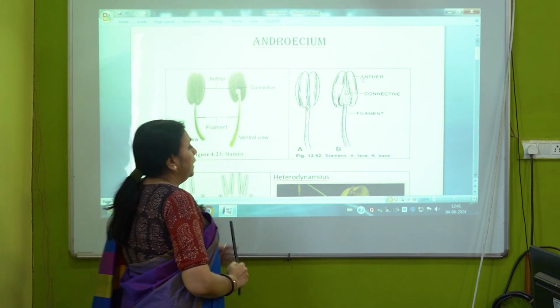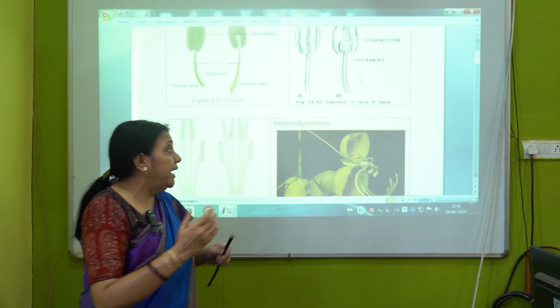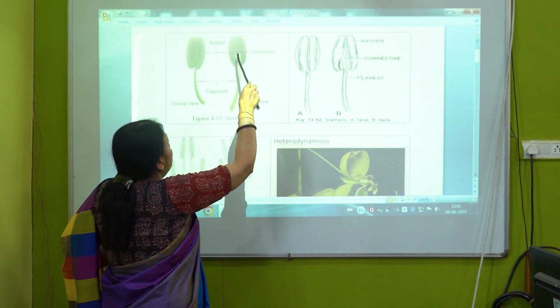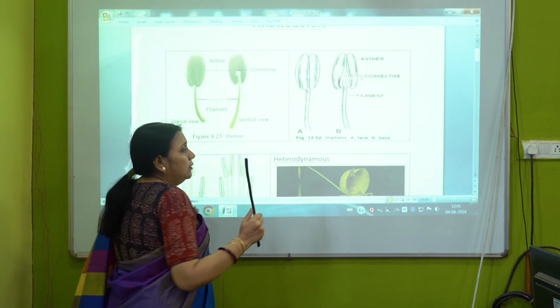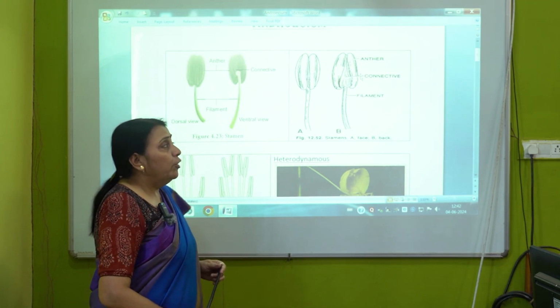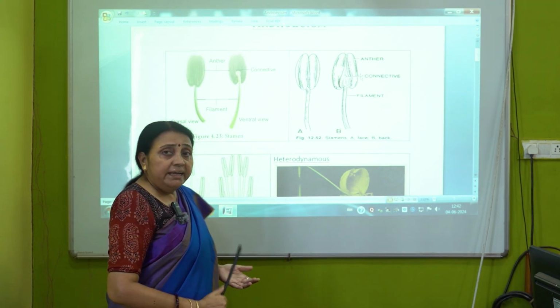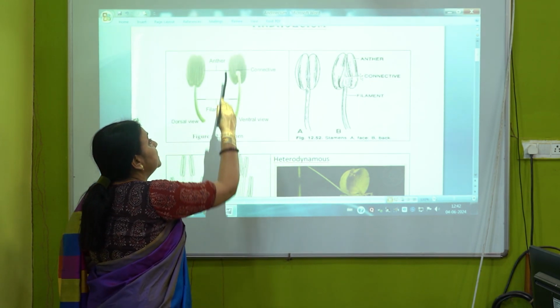Now, actually, anthers are of 2 types. The anther which is the bulbous structure is the fertile anther. It can produce pollen grains. What are pollen grains? That is the male reproductive unit. That is the fertile anther.